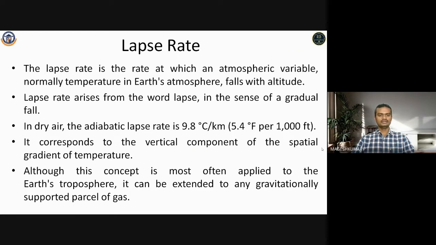Okay. And in dry air, the adiabatic lapse rate is around 9.8 degrees Celsius per kilometer. So adiabatic lapse rate, what do you mean by adiabatic lapse rate? I will explain you in the coming slides. So the value is around 5.4 degree Fahrenheit per 1000 feet. Okay, that is in the different unit conversions, and it corresponds to the vertical component of the spatial gradient of temperature. It is the vertical variation and with correspondent to the space also.